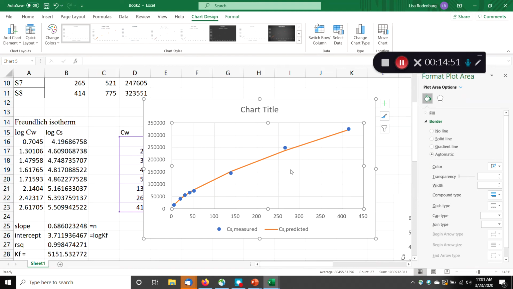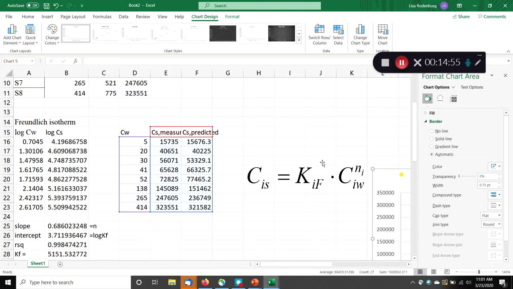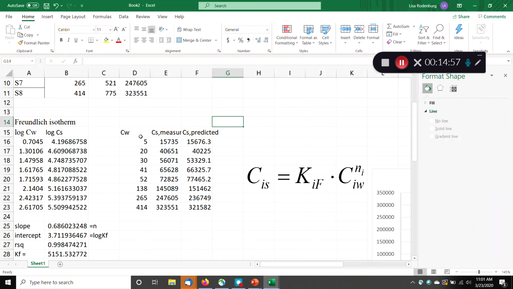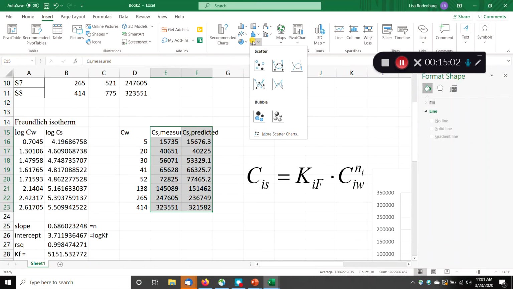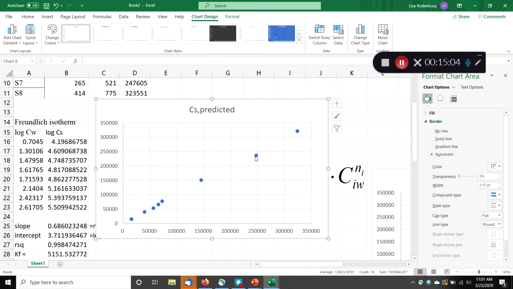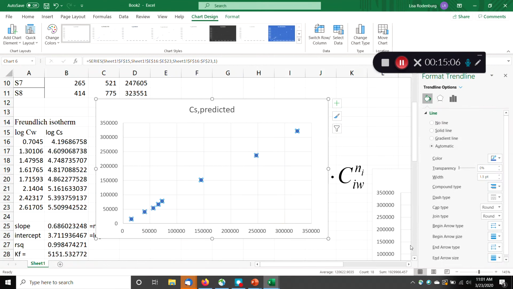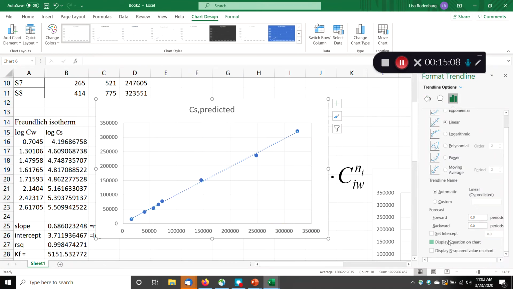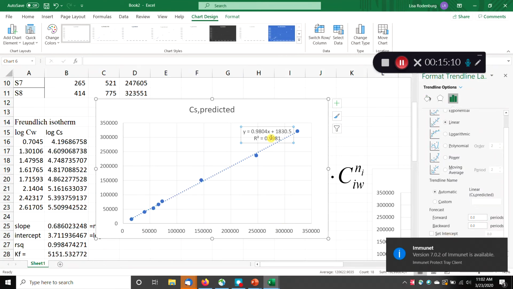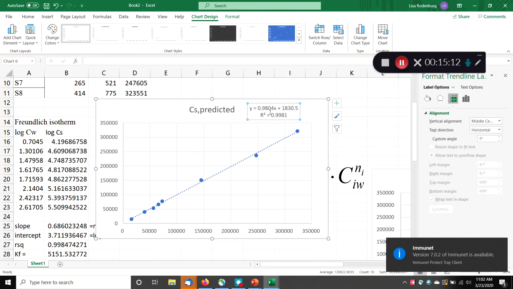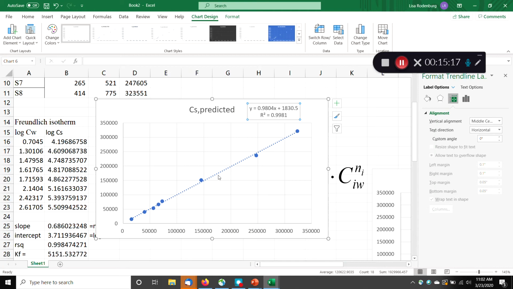That is pretty good. Another way of determining the goodness of fit is to just not plot these versus CW, but just plot these versus each other. That should give you a 1-to-1 line, and you can see it's pretty damn close. So our slope is pretty close to 1, and our r-squared is pretty close to 1. So that's telling us that we have a good prediction here. The measured and the modeled are falling pretty close to that 1-to-1 line.